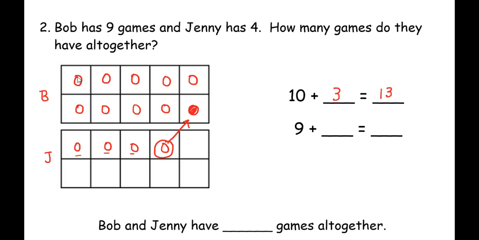That means if we go back to our original problem, 9 plus 4 also equals 13. And the 10 frames are showing us that 10 plus 3 will give us the same answer as 9 plus 4. We just moved those discs around to fill up the 10 frame. And that means Bob and Jenny have 13 games altogether.